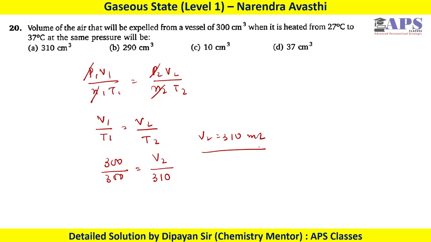This is the entire volume, but we have to find the amount of air which is expelled. So we have to calculate delta V. So finally it is 310, initially it is 300. So change in volume is 10 ml or 10 centimeter cube. So option C will be the correct option.